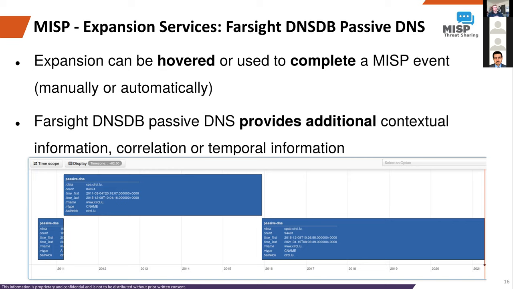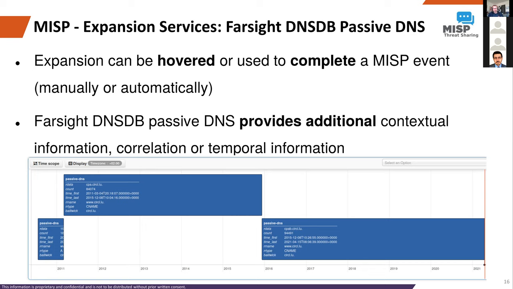I think Boris will show you some examples afterwards on the Farsight DNSDB side. So you see that for us, either you do manual investigation, or you do automatic expansion and get all the data to expand, pivot, and analyze your data directly in MISP. The integration is really straightforward, you just need an API key to access it.